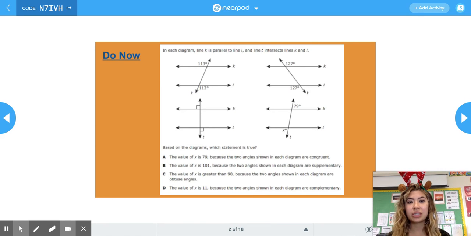Our TEK is 8.7a, and we're going to be finding the volume of cones. Our do now reads: in each diagram, line K is parallel to line L, and line T intersects lines K and L. So on all four of the angle measurements or lines, we can see that K is on top, L is on bottom, and line T is the transversal.